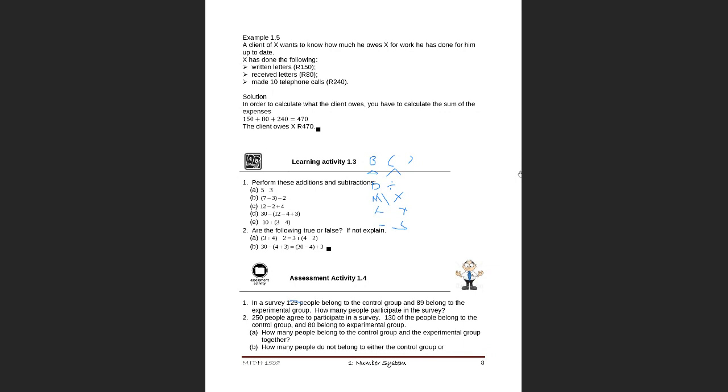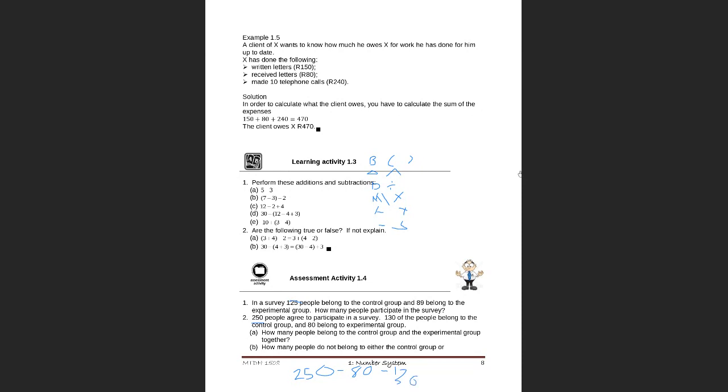How many people do not belong to either the control or the experimental group? That means that there were 250 people who participated in the survey. Now 130 belong to the control group, 80 belong to the experimental group. So out of the 250 people, you subtract 80, then you subtract 130. Then you can find the people who did not belong to any of the two groups.